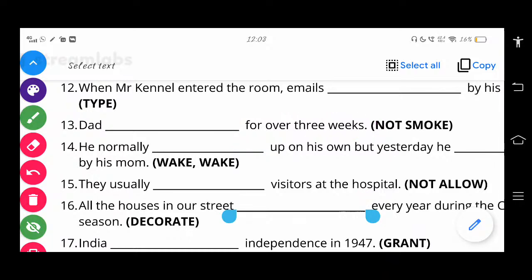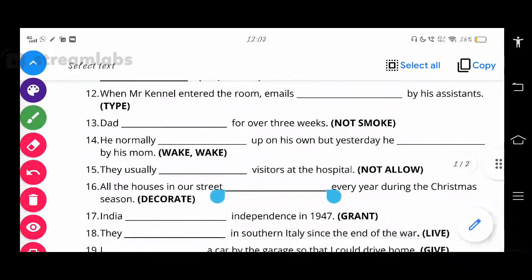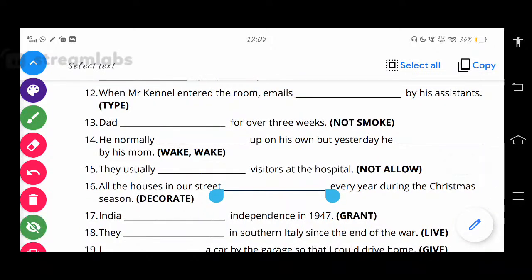Let's see the 14th example. Very nice. Okay, he normally wakes up on his own, but yesterday he does by his mom. Right, try to think here. Again, I'll give you clues here in this sentence.